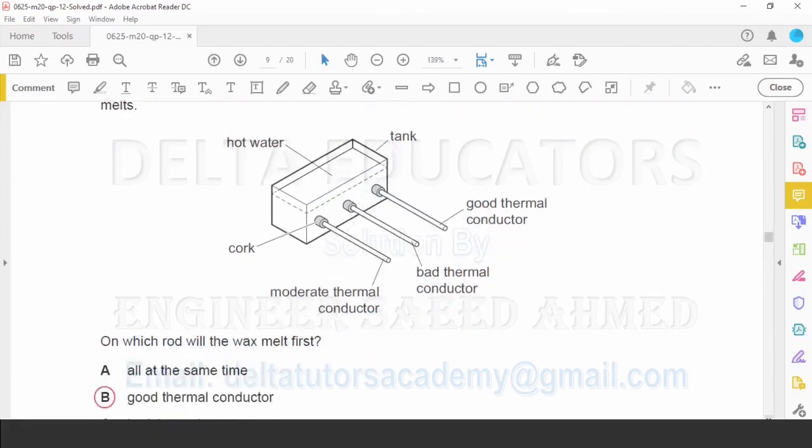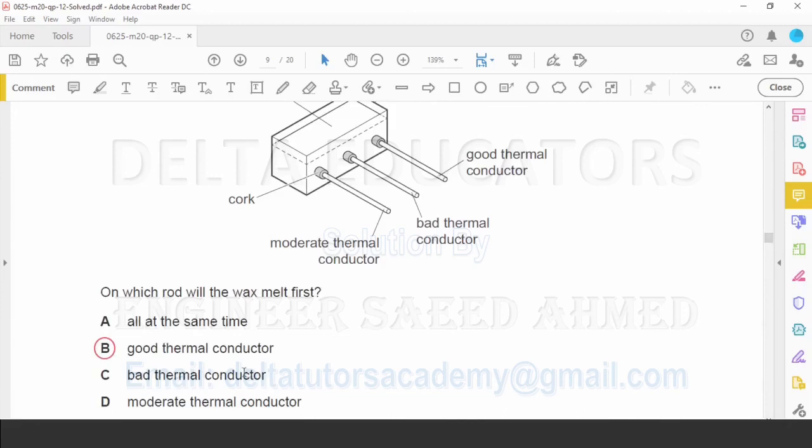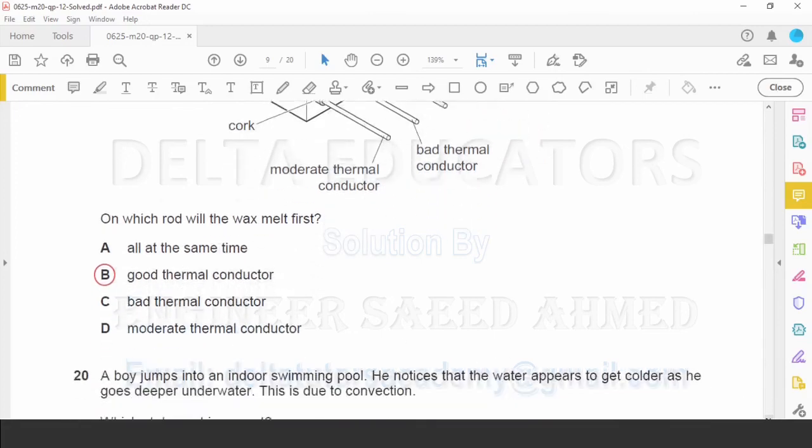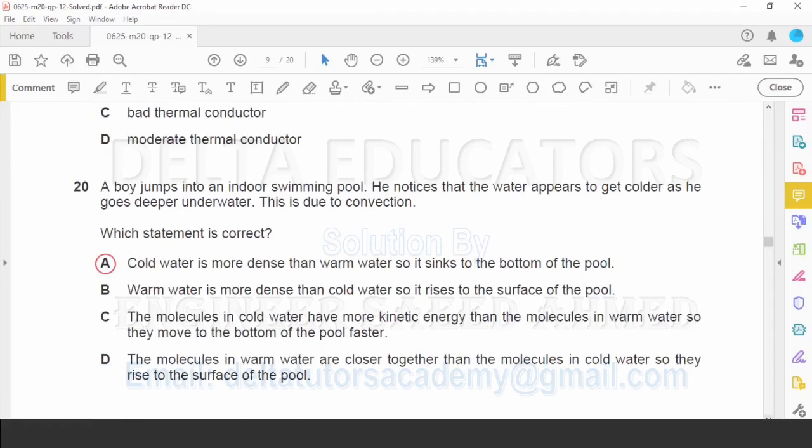Now we check the options. In option B, the same thing is given, good thermal conductor. So here our correct option is option B. Question number 20. A boy jumps into an indoor swimming pool. He notices that the water appears to get colder as he goes deeper underwater. This is due to convection.